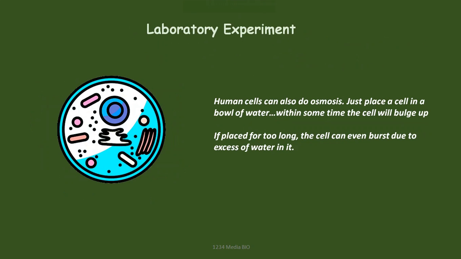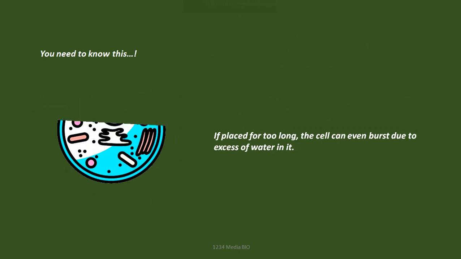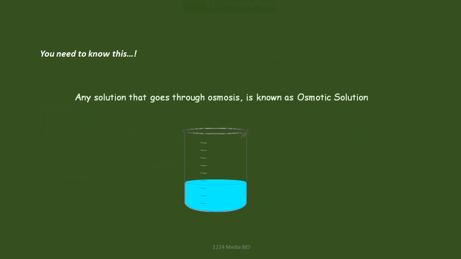Laboratory experiment. Human cells can also do osmosis. Just place a cell in a bowl of water, and within some time the cell will bulge up. If placed for too long, the cell can even burst due to excess water in it. Now there is something you need to know.